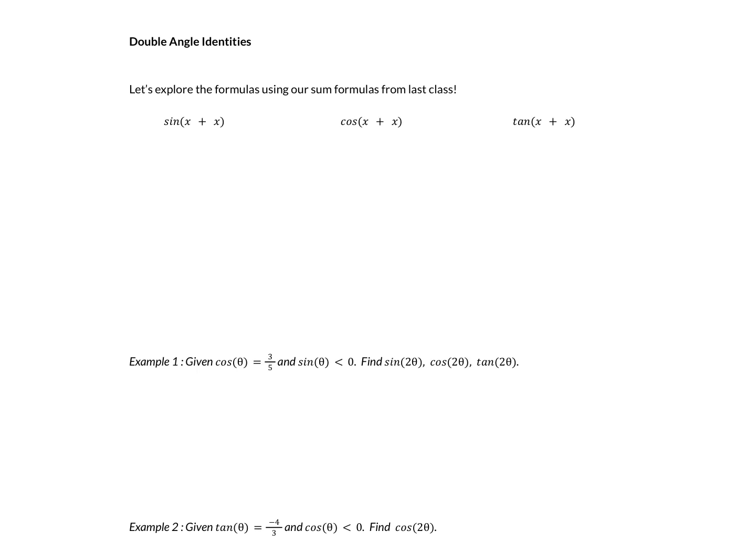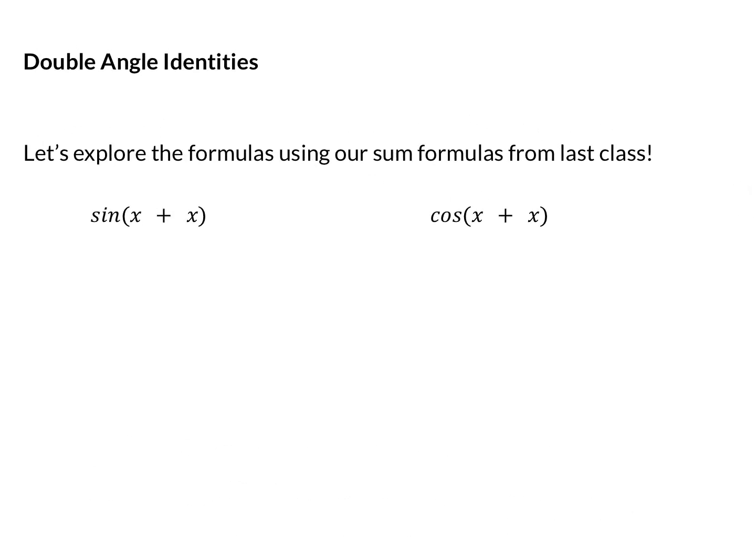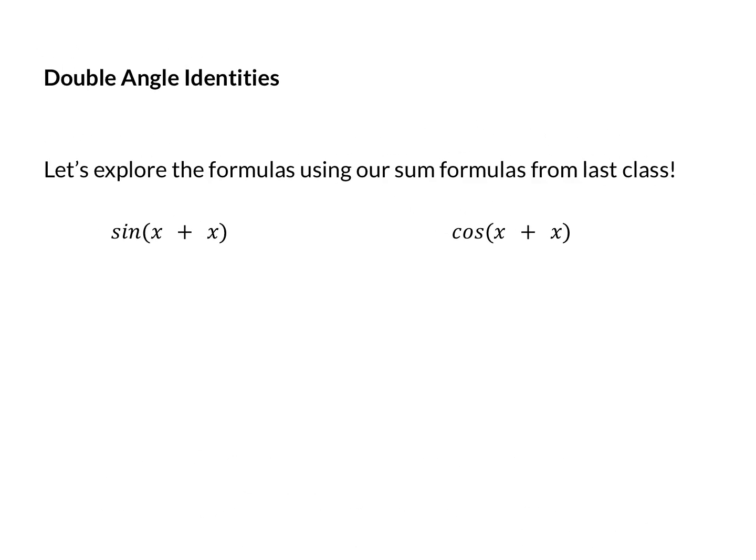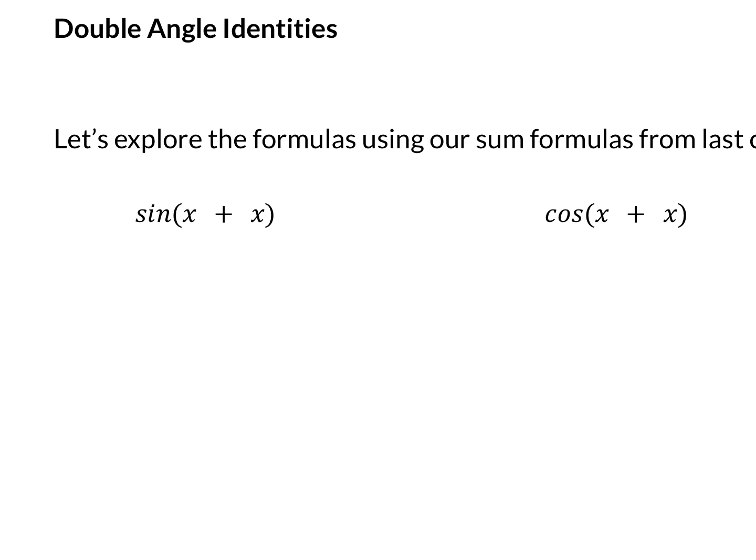So these double angle identities, we're gonna kind of prove using the sum and difference identities from last class. Okay, so we're gonna start out with sine, and then we'll do tangent, and then we'll do cosine. So it says sine of x plus x. Well, we talked last class about sine of a plus b.